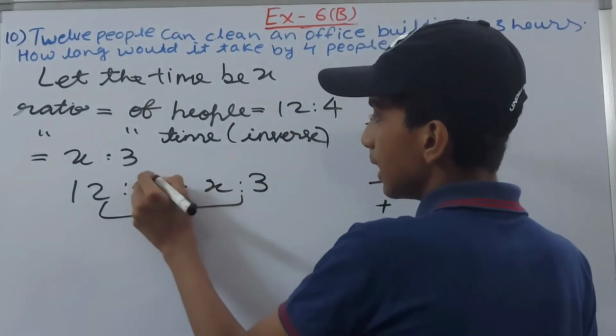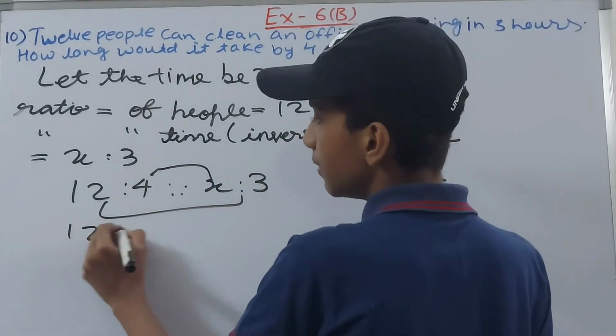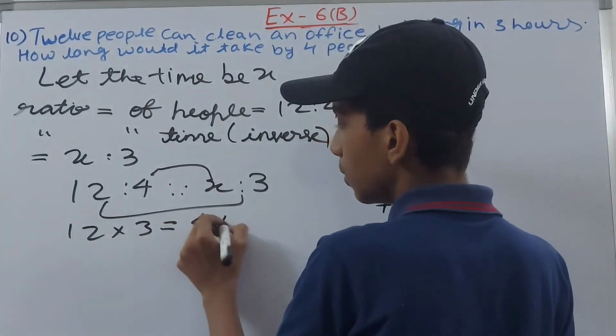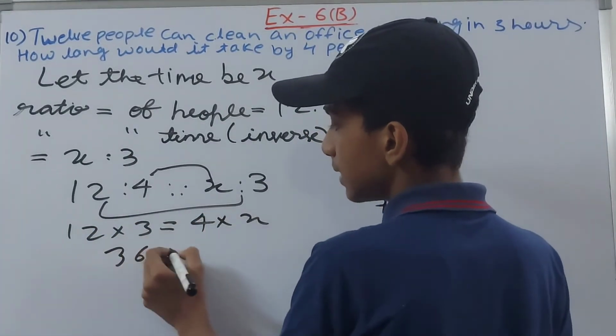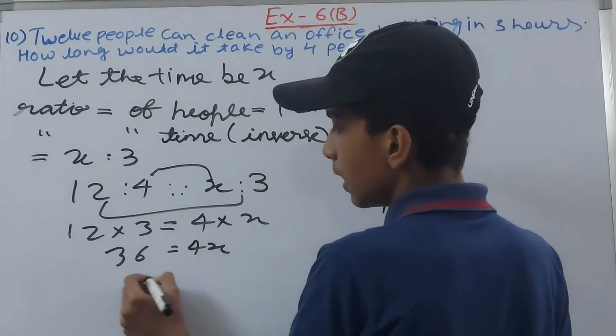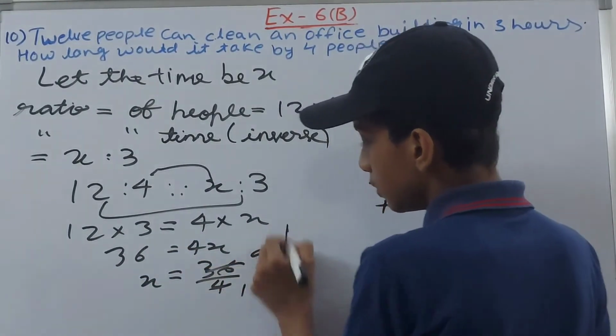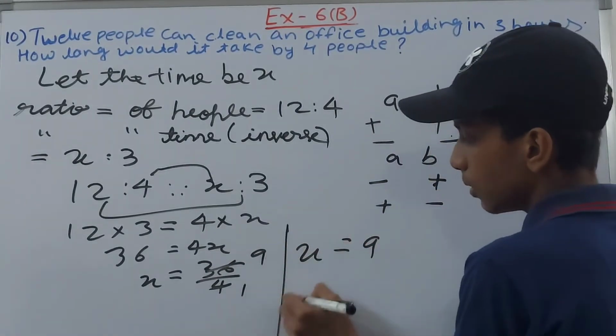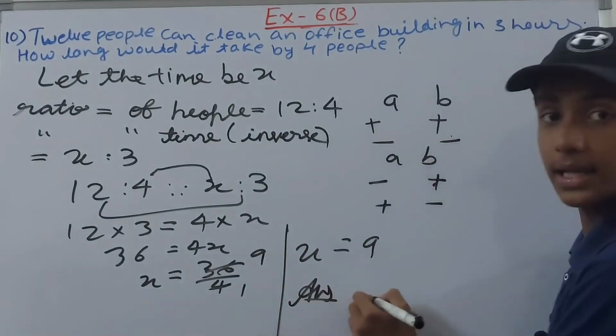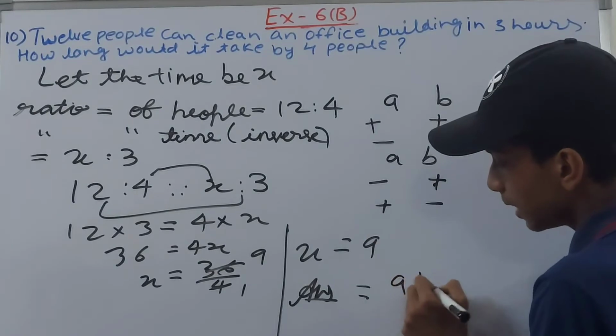So this and this will be how much? 12 into 3 is equal to 4 into X. So 36 is equal to 4X. So X equals 36 upon 4, which is 9. So X is equal to 9. So the answer becomes that they'll take 9 hours to complete the work, right?